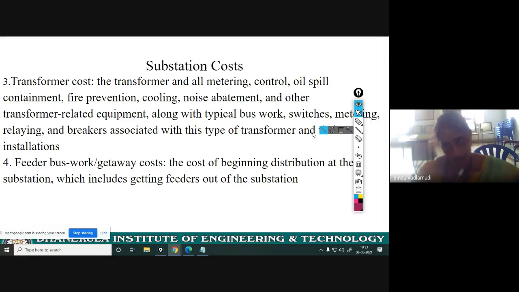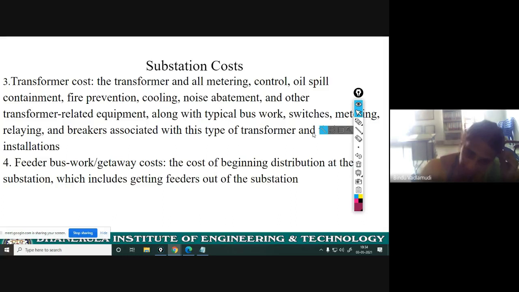In addition to this, the relay circuits, the switches and the breakers are also required to switch on and off whenever a fault occurs. All this protection equipment or operating equipment related to the transformer arrangement is involved in the transformer cost. Is it clear? Yes, ma'am. Yeah, the next one, feeder buswork or gateway cost.